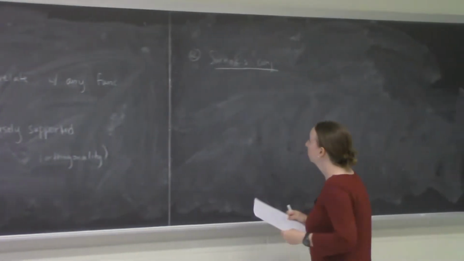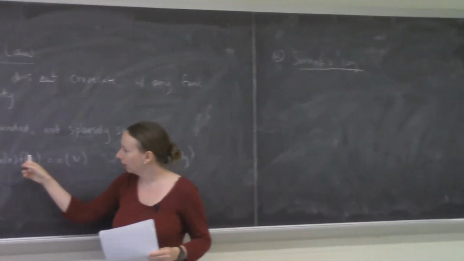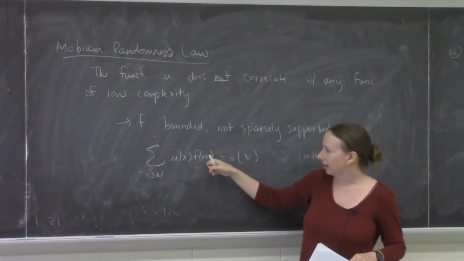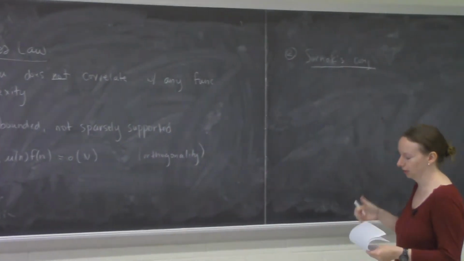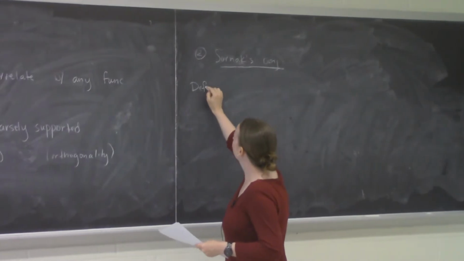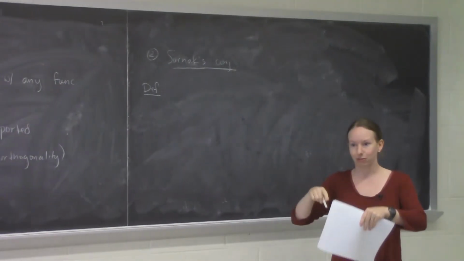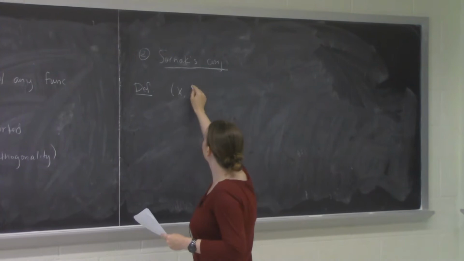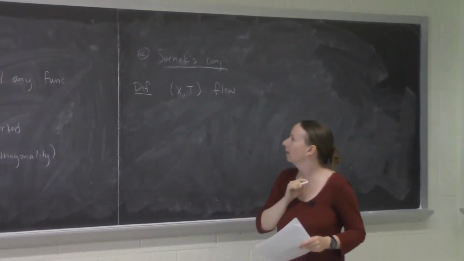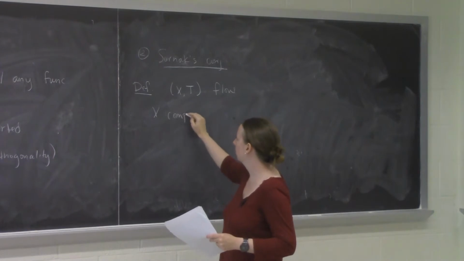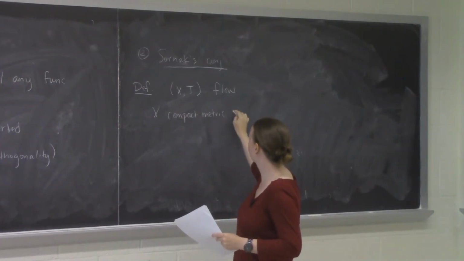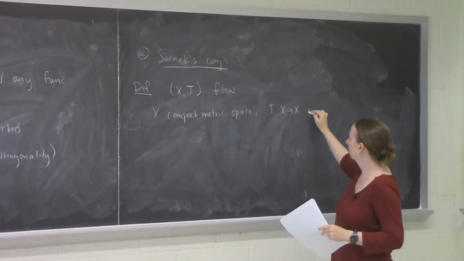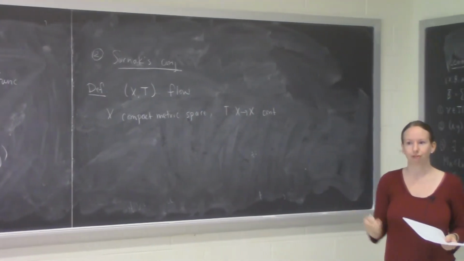Okay. So to describe the conjecture, these functions here are going to come from dynamical systems. All right. So these are going to be generated by flows, and then so we'll put what I mean by a flow, and then we'll say what the conjecture is. And what I mean by flow is the old topological dynamics version of flow, not a flow in a manifold or something like that. So we'll call (X, T) a flow, okay? If X is a compact metric space, okay? And T from X to X is continuous. Okay, that's what we mean by a flow here.